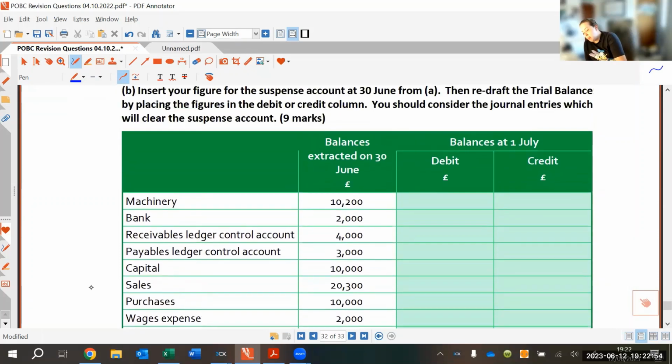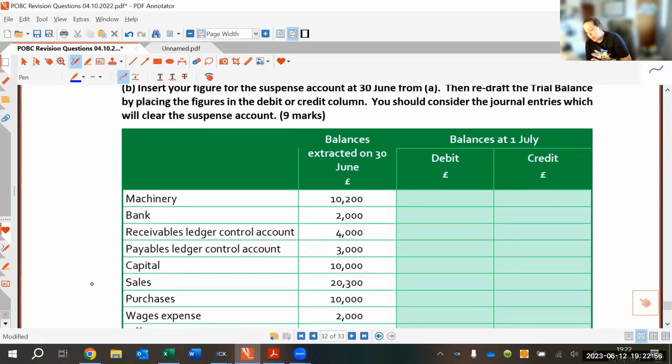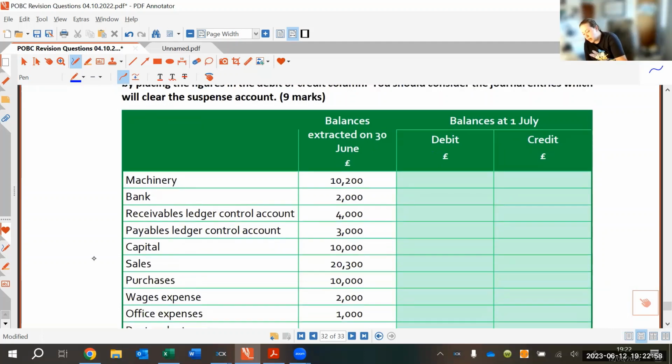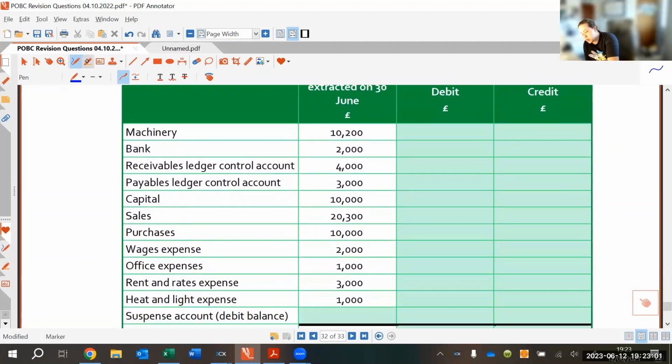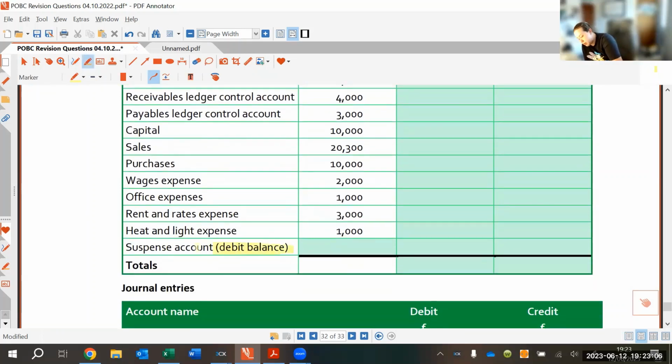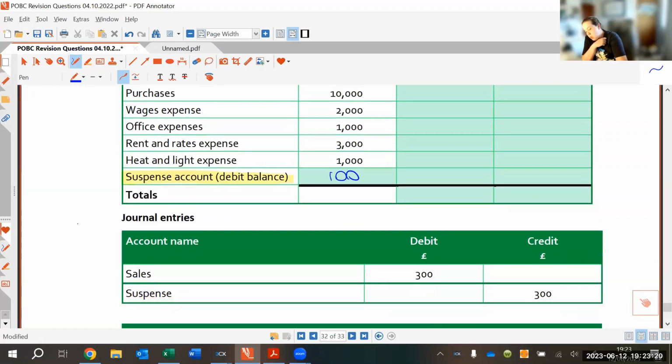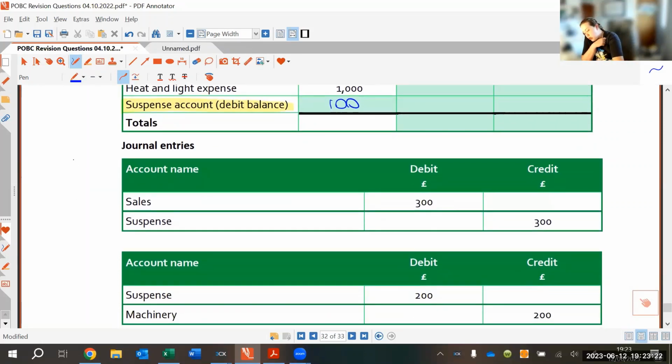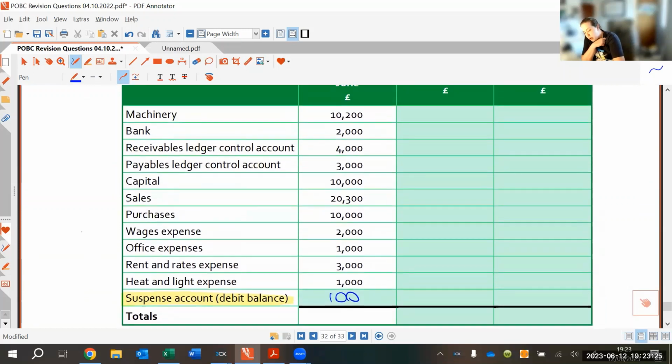In part B, you have got a pretty full trial balance here, and there are only going to be 3 accounts that actually need to be adjusted, looking at our journal. So we know the suspense account needs to be adjusted, and we know that initially it had a £100 debit balance, which we've just put in there. So we'll add that in, and then we can show what we're doing. The journals are also going to affect the sales account and the machinery account. So I'm just going to highlight those.